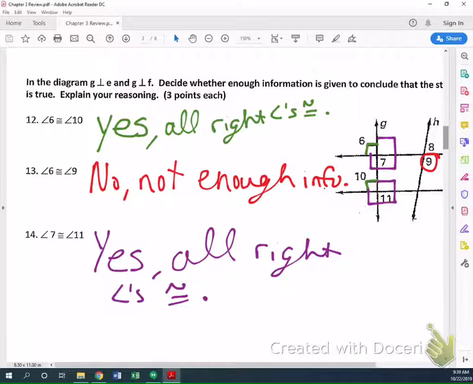Now, these are worth 3 points each. So you get points for the yes or no part, and you get points for explaining it. So don't skip it, okay? Don't skip half the work.